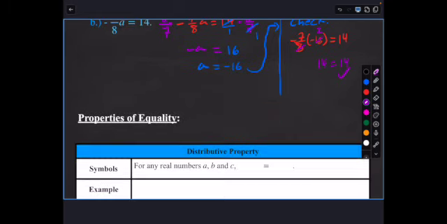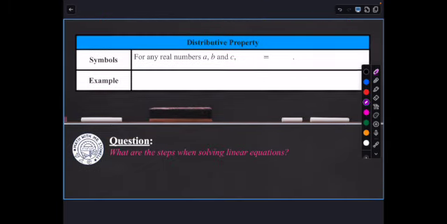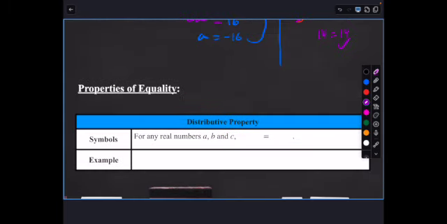Okay, that's part B. One last property of equality before we end this lesson, and this is the distributive property. You have all seen the distributive property before, at least I hope you have. Basically, if you have any real numbers, a times b plus c, this is going to be the same thing as ab plus ac. Basically, you can take this a and put it with both of those numbers. You're distributing it evenly among those two values.